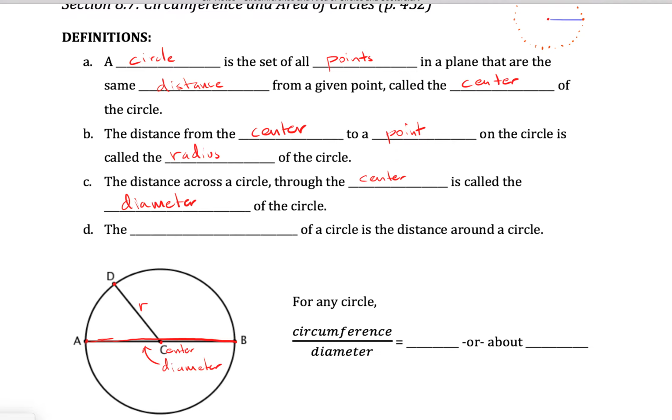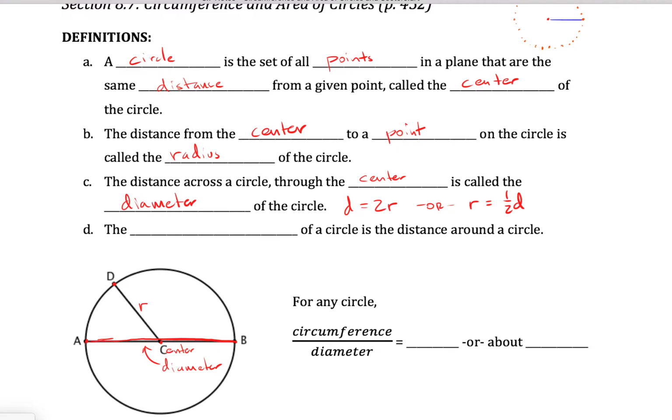If I look at a diameter, it's kind of made up of two radiuses stacked end to end, or two radii stacked end to end, right? From C to A would be a radius, and then from C to B would be another radius. So the diameter of a circle is equal to 2 times the radius. Or another way to think of that is that the radius of a circle is half of the diameter of the circle.